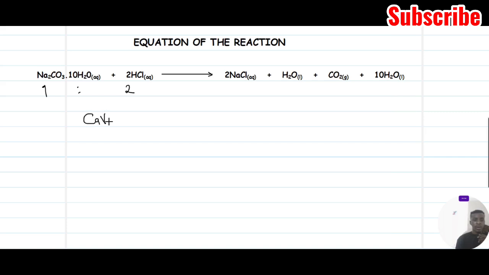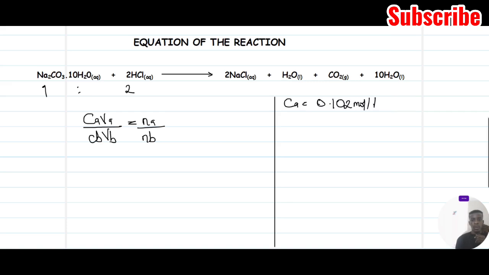It's given as CAVA over CBVB equal to NA over NB, where CA is the concentration of your acid, and from our calculation, our CA is 0.102 mole per dm cube, and our VA, which is what we are looking for, the end point, the average volume of acid that can neutralize your Bn. So your VA is unknown, we're looking for it.